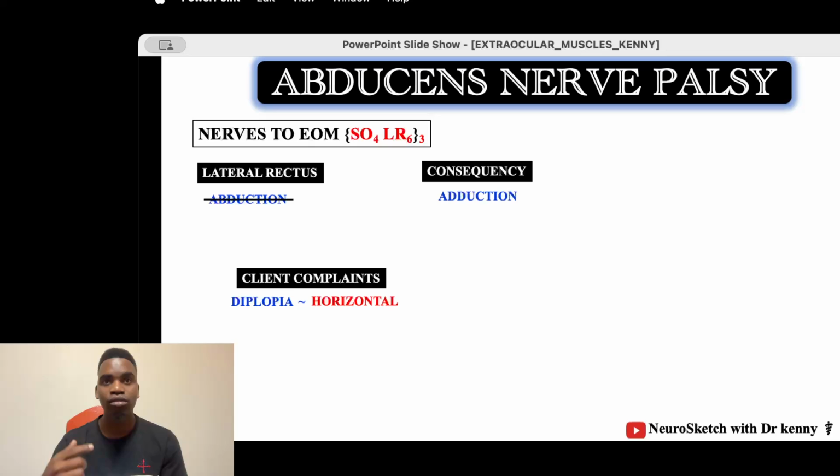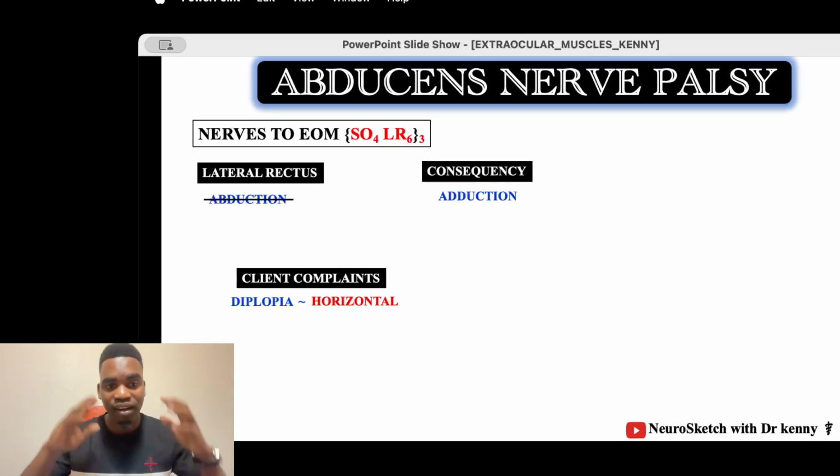You can try to simulate horizontal diplopia yourself. If you press on the side of your eye and look at an object, you get double vision, and that double vision is the horizontal diplopia. So that's the main symptom that the patient will tell you: I get double vision. And what kind of double vision? That will be horizontal double vision.